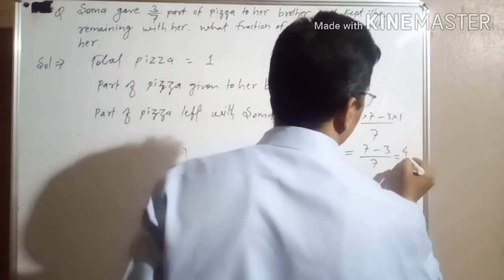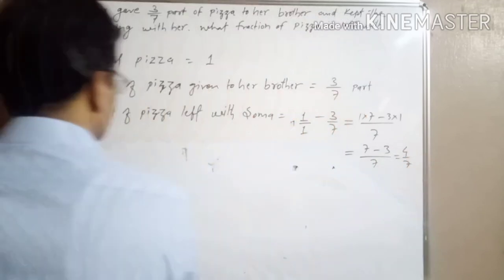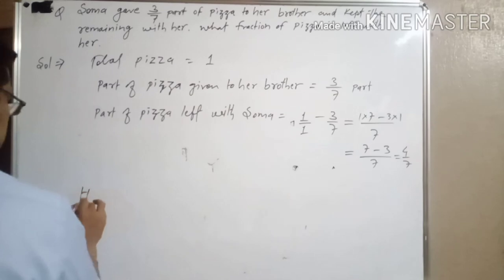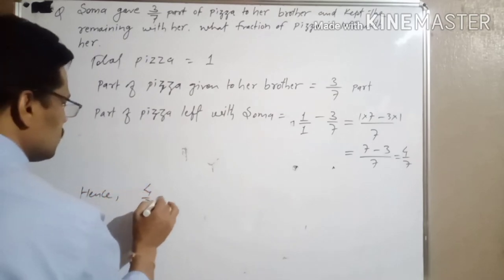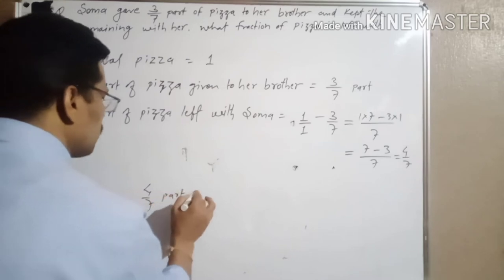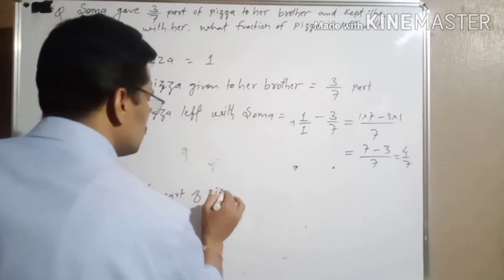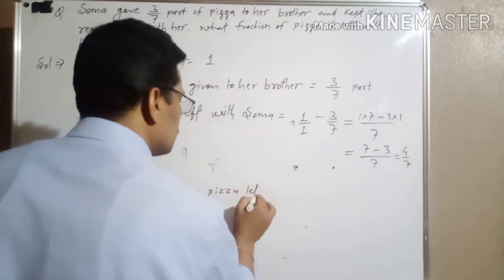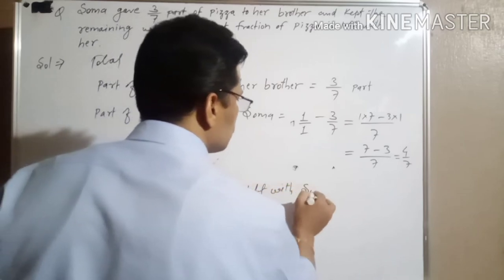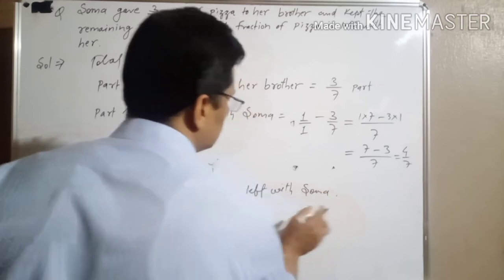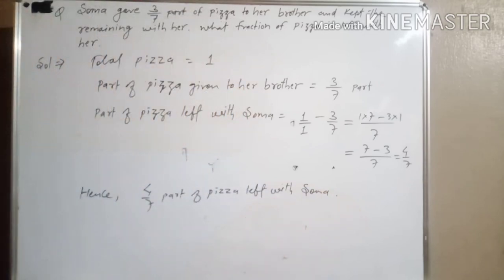What do we get here? 4 upon 7. So you can write here, hence 4 upon 7 part of pizza left with Soma. This is your answer.